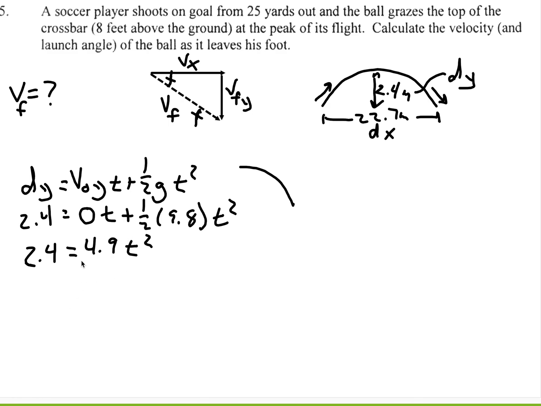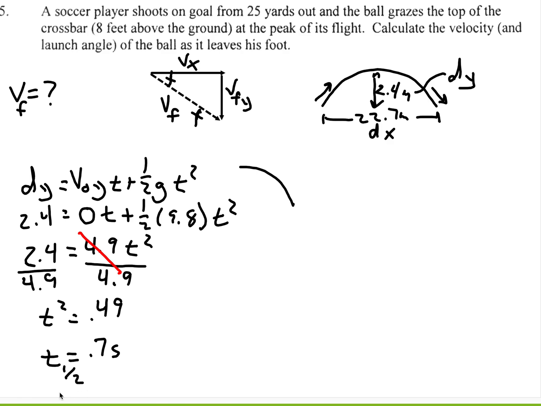I got to get rid of this 4.9. So remember, I'll divide both sides by that. And after someone calculates that, they could tell me what it is. I got 0.49. Wait, so t squared equals 0.49? That seems reasonable, right? It's almost half. And then I want to get rid of the squared, so I need to take the square root. So what's the square root of 0.49? 0.7.